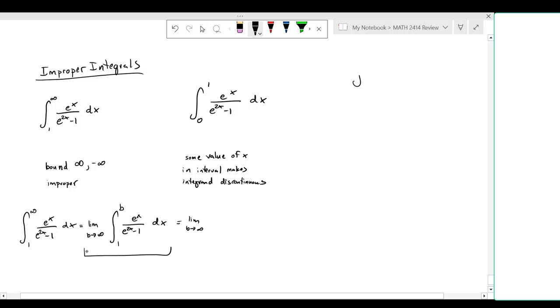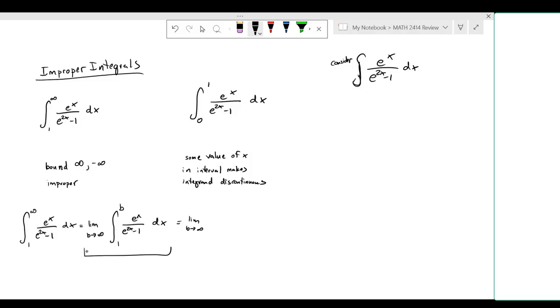Does anybody know what the antiderivative of this is? Just on the side to save time, so we don't have to write the bounds over and over, consider the indefinite integral of e to the x over e to the 2x minus 1. Does anybody know what this is? Natural log of e to the 2x minus 1?